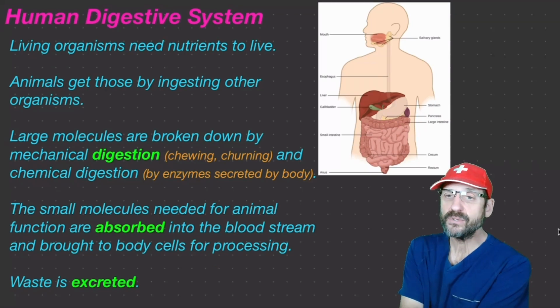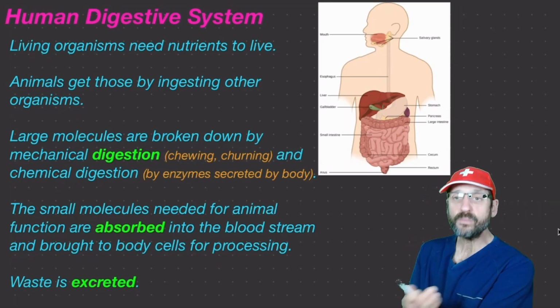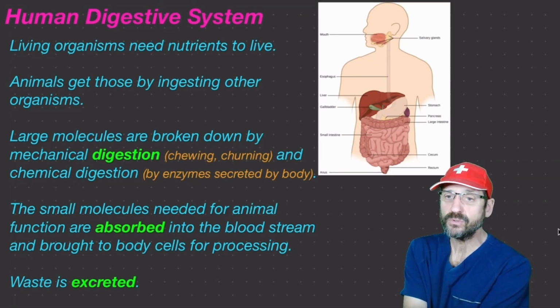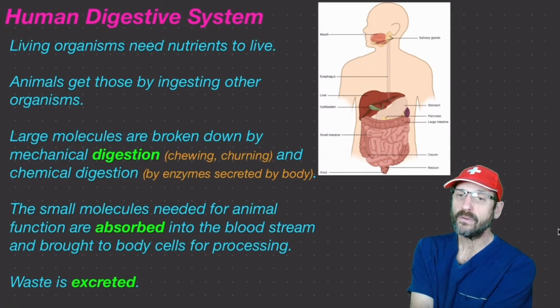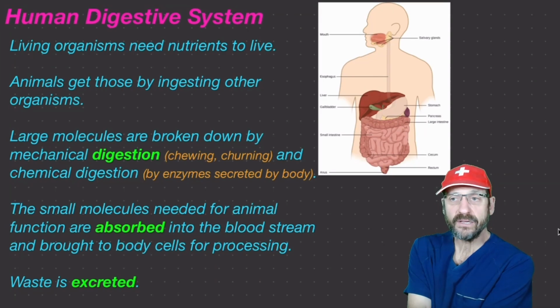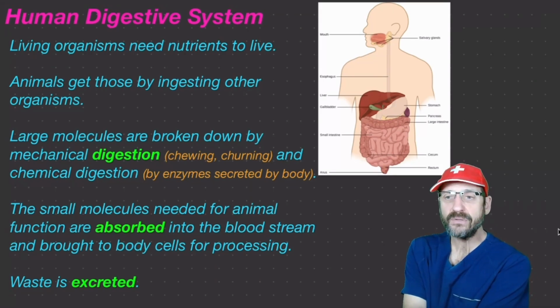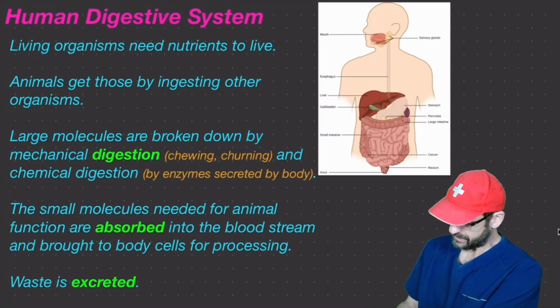The small molecules needed for animal function are absorbed into the bloodstream and brought to the cells for processing. Waste that we make accumulates and is then excreted at the end. So let's now talk in more detail about the different steps.